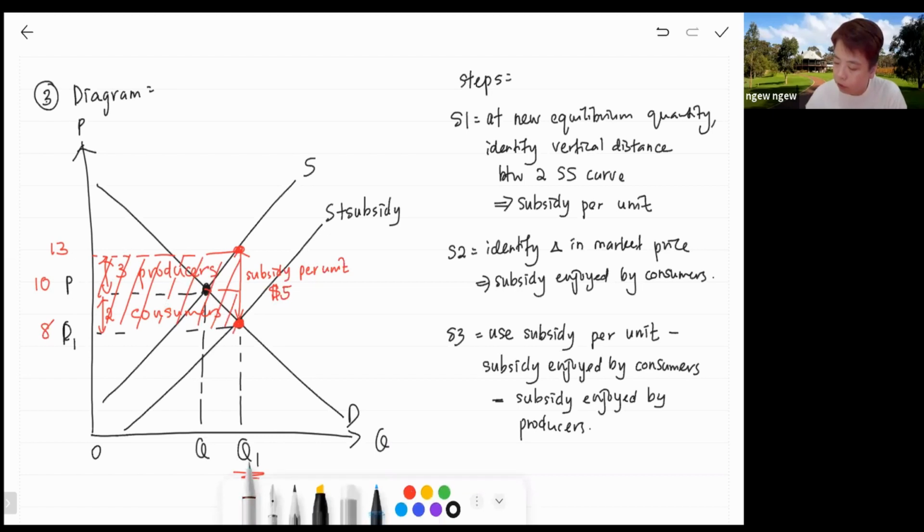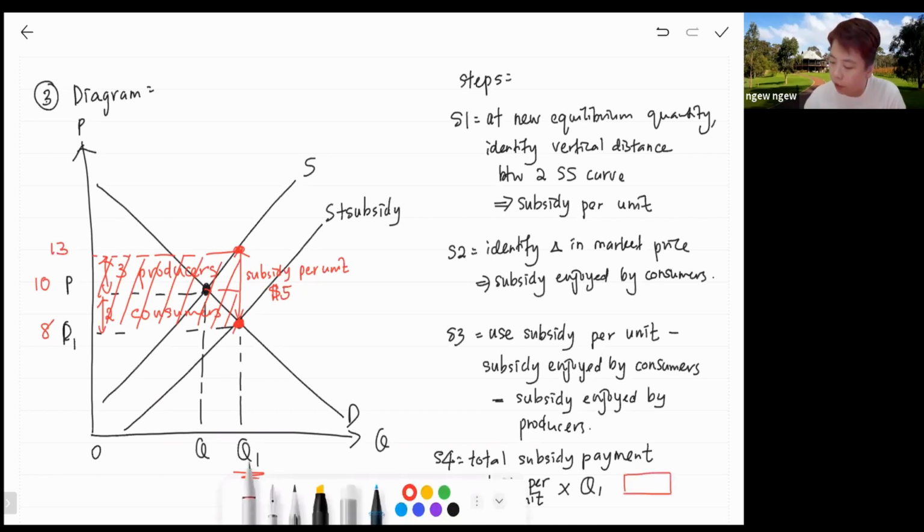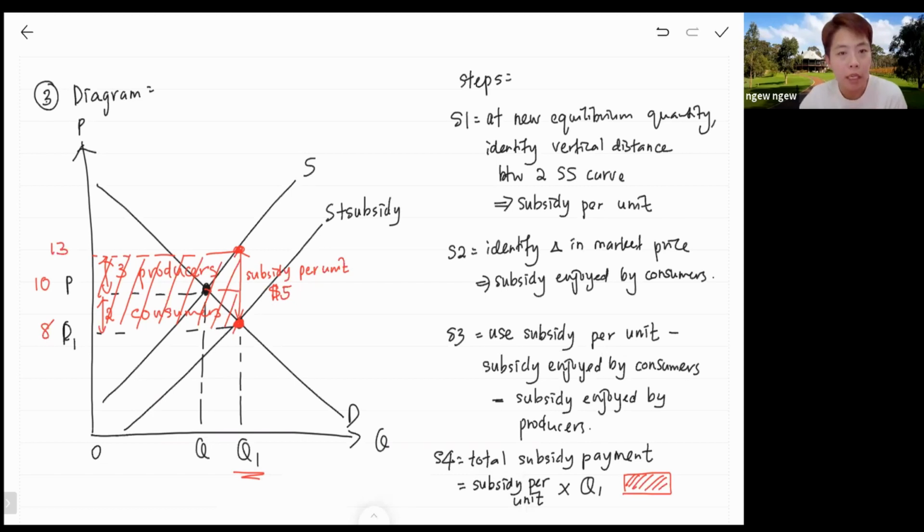So step 4, total subsidy payment equals subsidy per unit multiplied by Q1, your new equilibrium quantity. Which is shown by the shaded area of the red box. Okay, so I hope you find it easy.